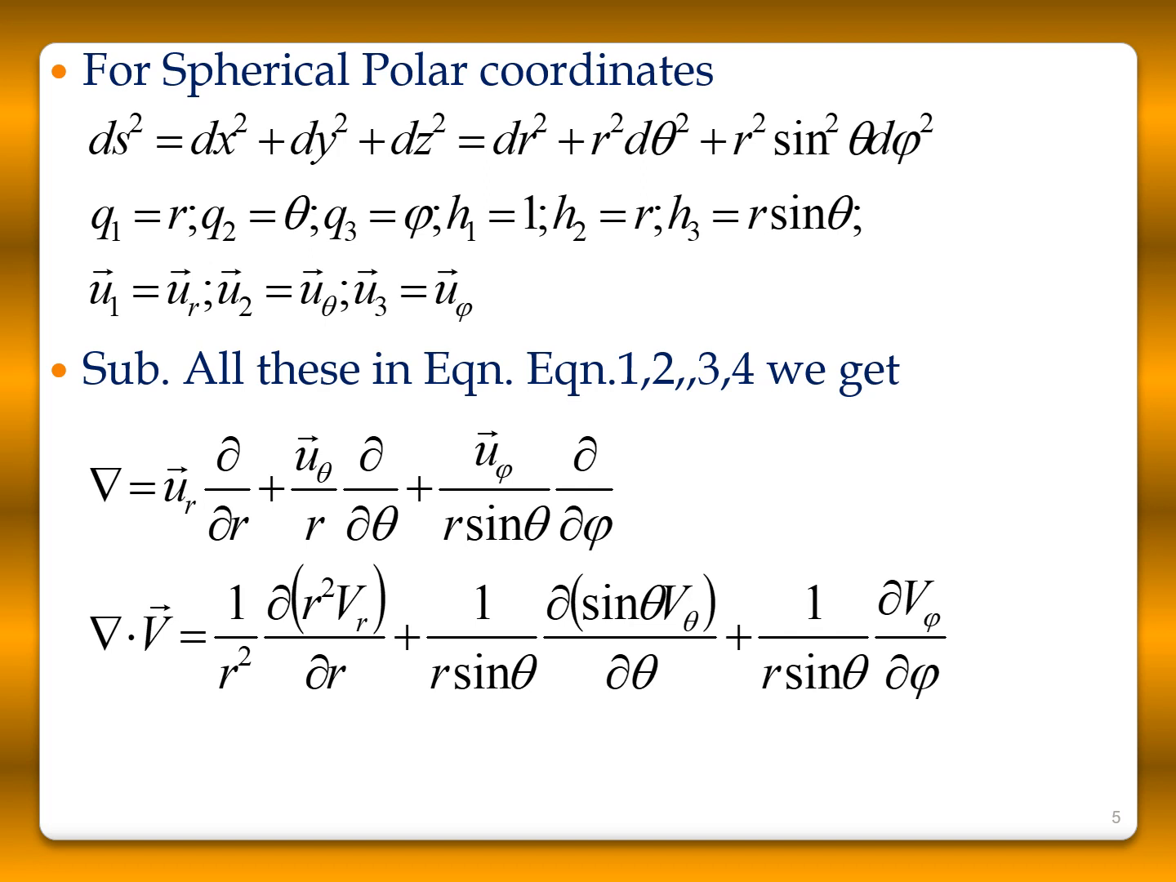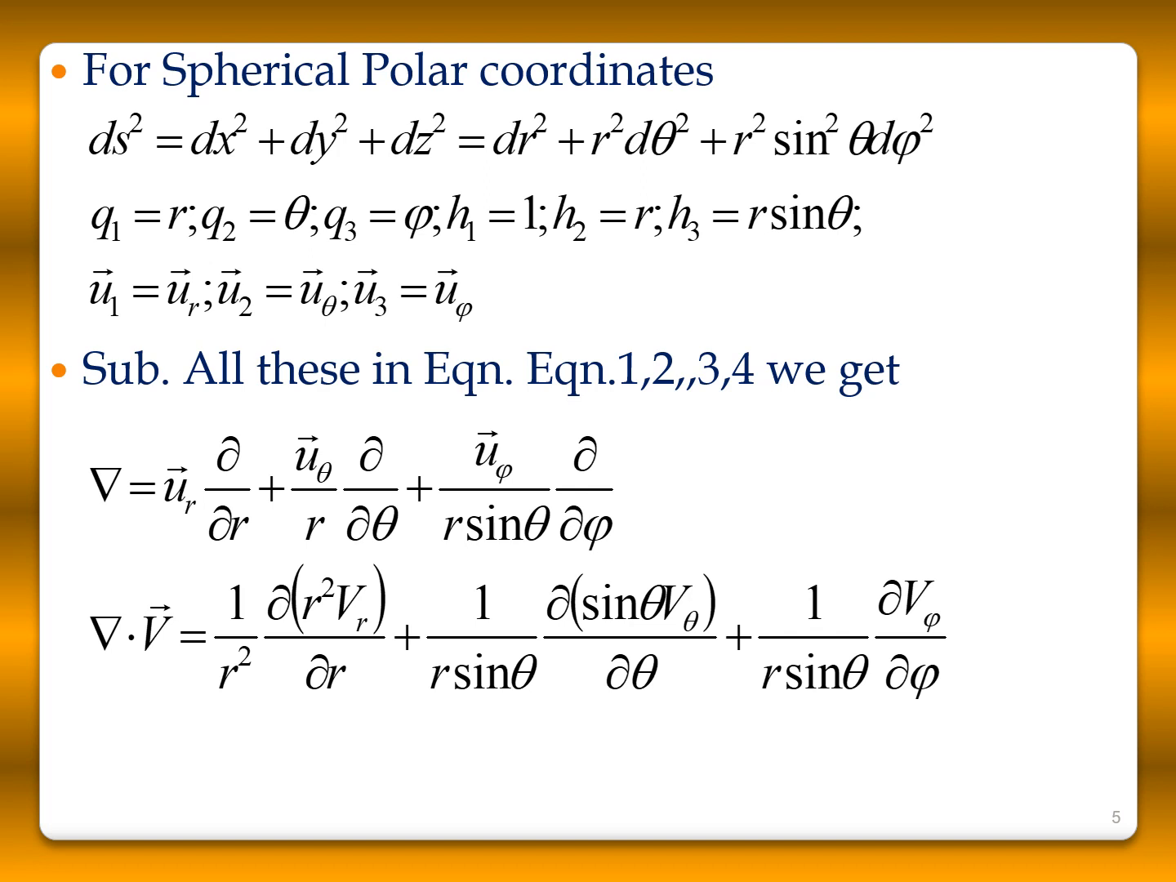Now you substitute all these values in the grad, del and curl. Then the gradient is U R vector dou by dou R plus U theta vector by R dou by dou theta plus U phi vector divided by R sin theta dou by dou phi. So the divergence del dot V is 1 by R squared dou by dou R of R squared V R, plus 1 by R sin theta dou by dou theta of sin theta V theta, plus 1 by R sin theta dou V phi by dou phi.